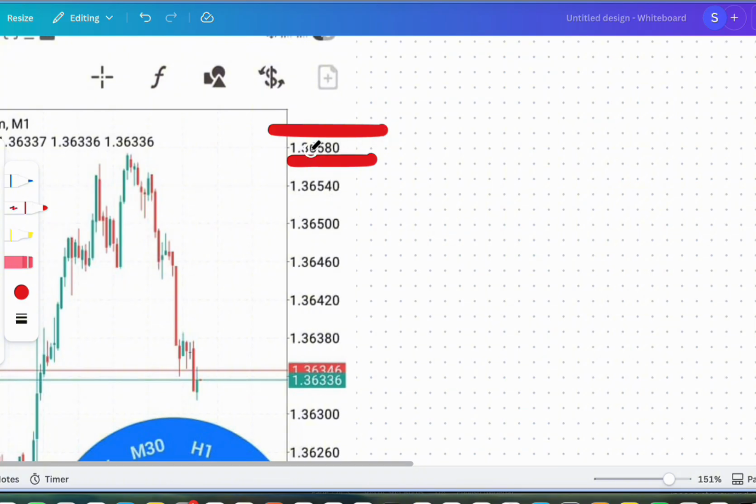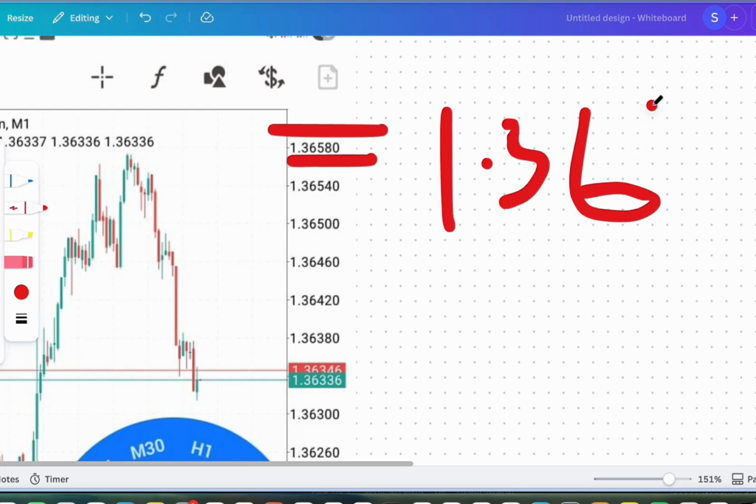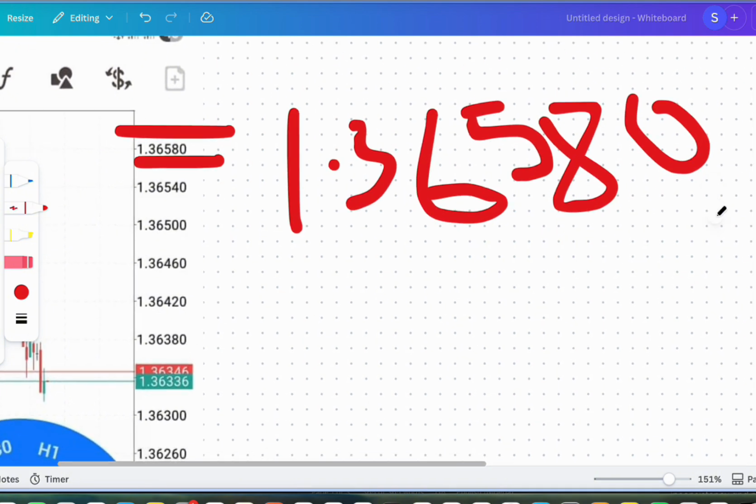The PIP, the pipette, the quotation or the quote of a price, they are all inside this number that you see. Now I would write this out: 1.36580. Don't mind my handwriting now, mouse. Okay, this is what we have inside here.